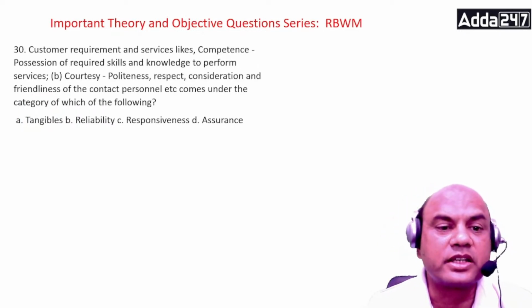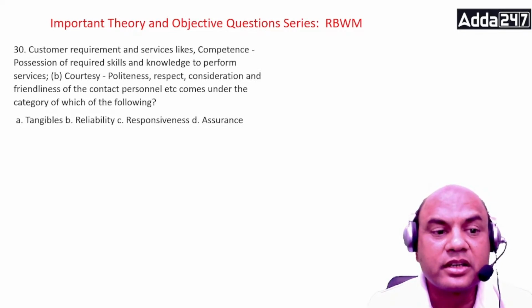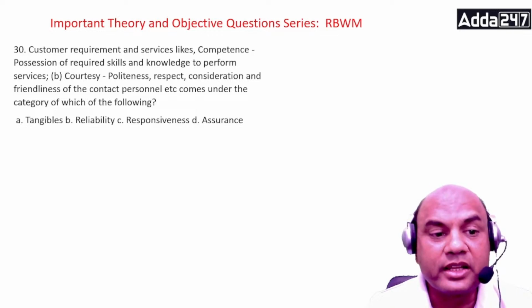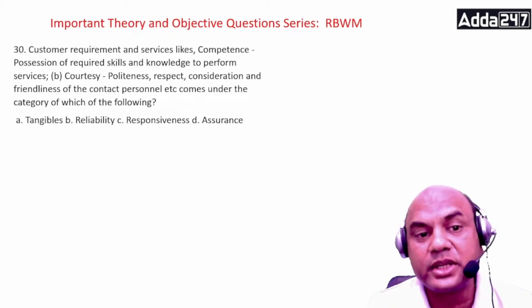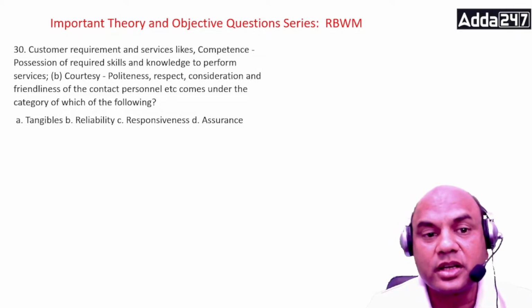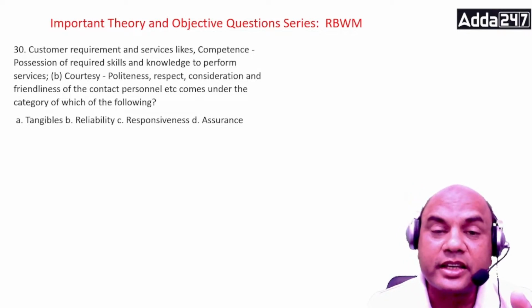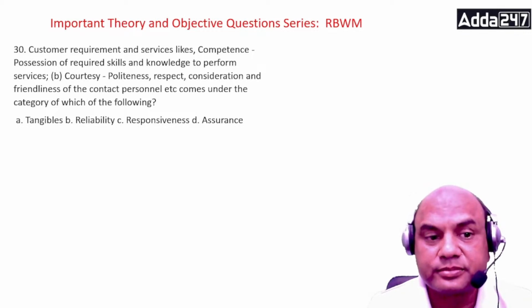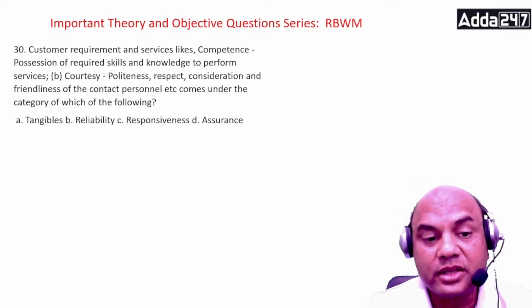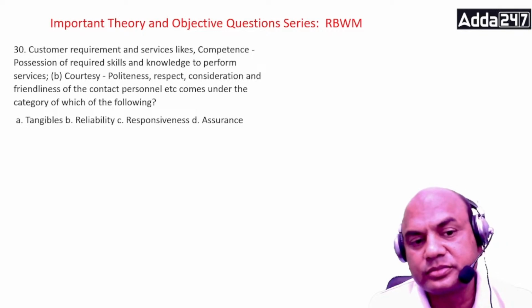Customer requirements and services like competence, possession of required skills, knowledge to perform services, courtesy, politeness, respect, considerations, friendliness, all these come under which of the following categories? Means your staff. This is regarding your staff. If your staff is courteous to the customers, courteous means the staff is understanding the problems, empathetic, polite. So that will come under which one? Tangibility, reliability, responsiveness, and assurance. Tangibility already told, so that is out. Okay, reliability, responsiveness, and assurance.